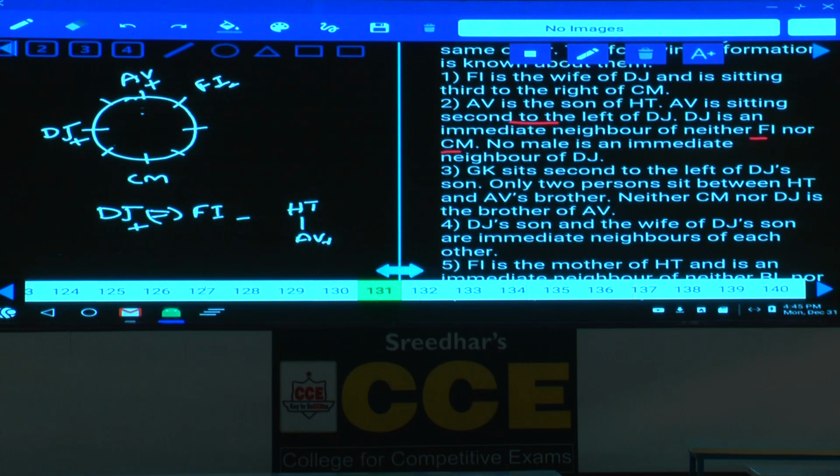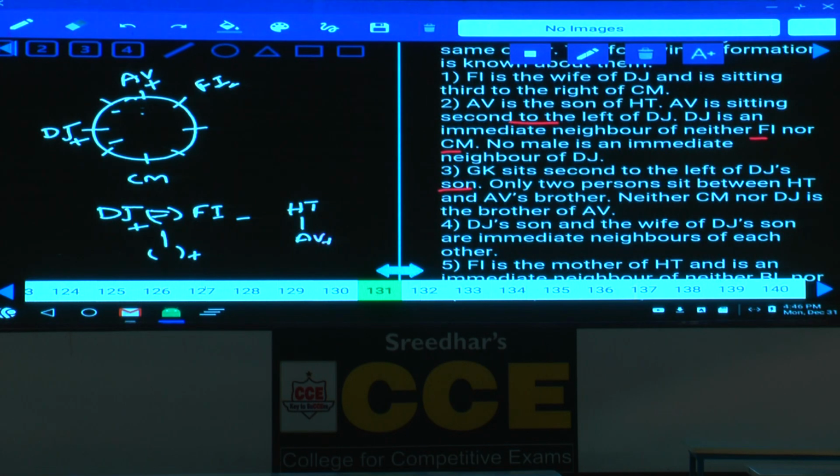No male is an immediate neighbor of DJ, hence whoever comes to this place, these 2 persons must be females. And GK sits second to the left of DJ's son. Now this DJ is having a son as well, isn't it? GK sits second to the left of DJ's son, hence GK cannot be DJ's son. Are you getting this or not? GK cannot be DJ's son.